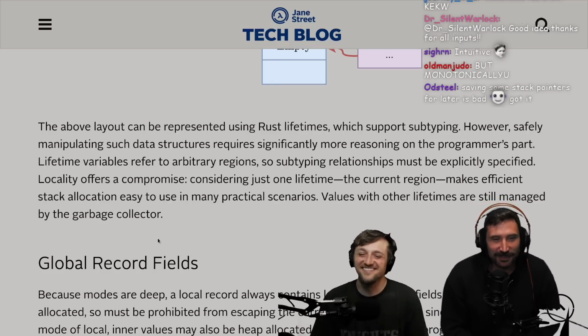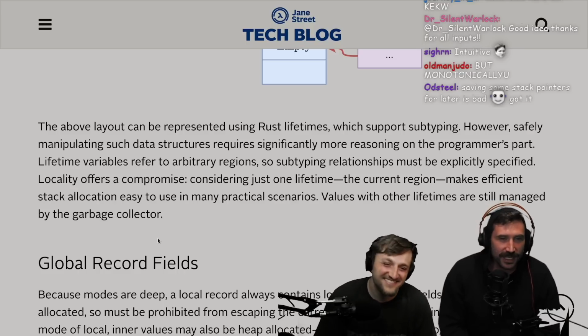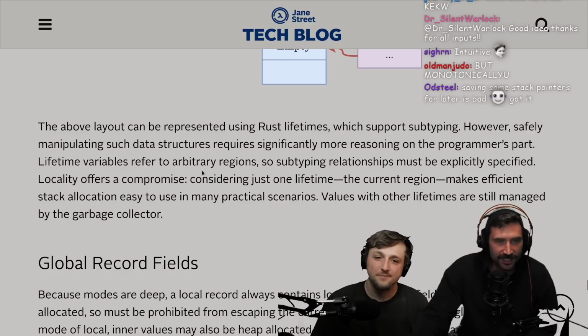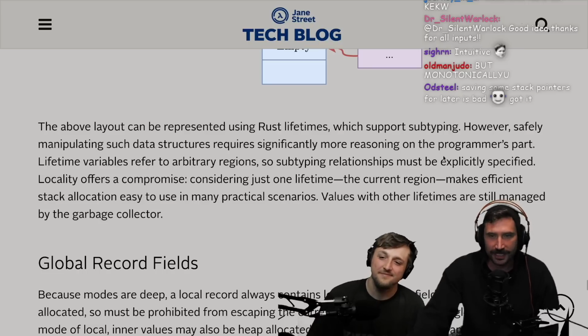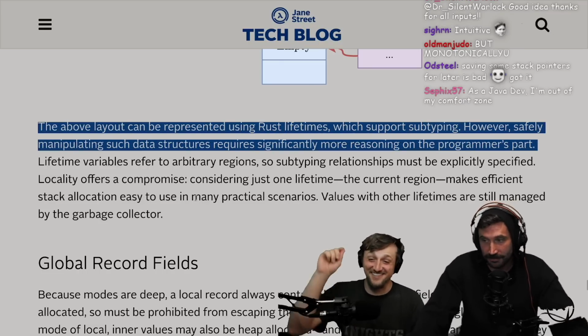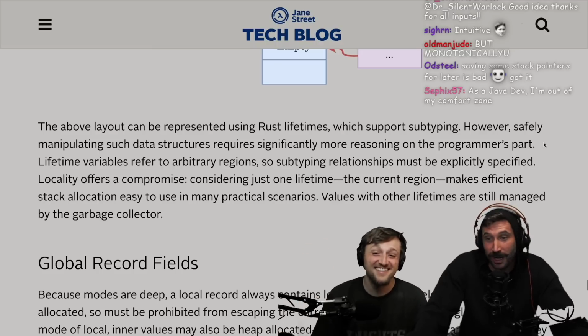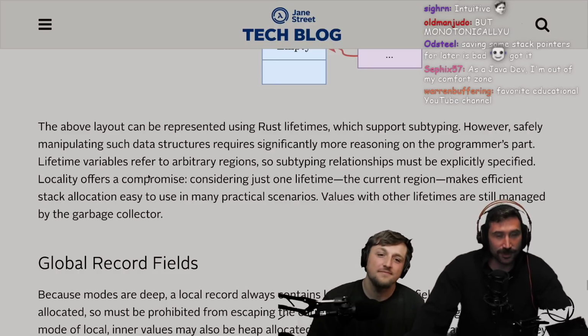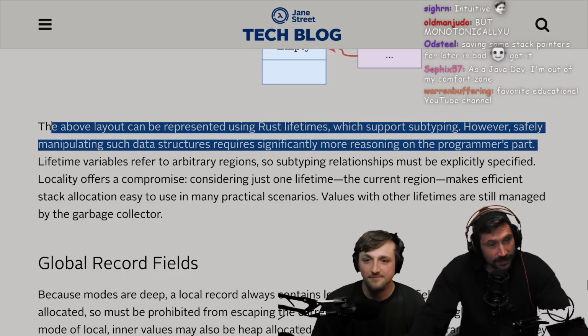The above layout can be represented using Rust lifetimes, which supports subtyping. However, safely manipulating such data structures requires significantly more reasoning on the programmer's part. Agreed. This is where it totally sucks. Checkmate. This is just where Rust gets horrible when you start getting into these weird lifetime problems. Lifetime variables. Again, it's super fast though if you can be good at it.